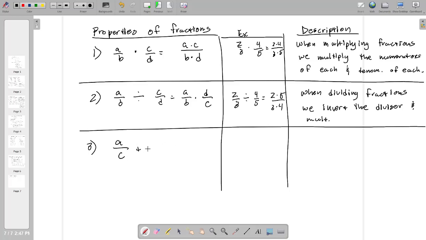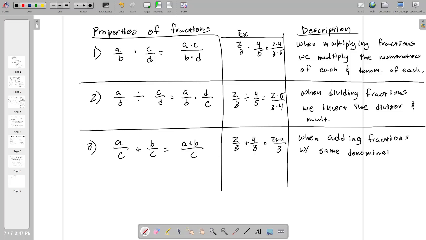A over c plus b over c is equal to a plus b over c. 2 over 3 plus 4 over 3 is equal to 2 plus 4 over 3. So when we add fractions with a common denominator, we don't change the denominator. The denominator remains the same.